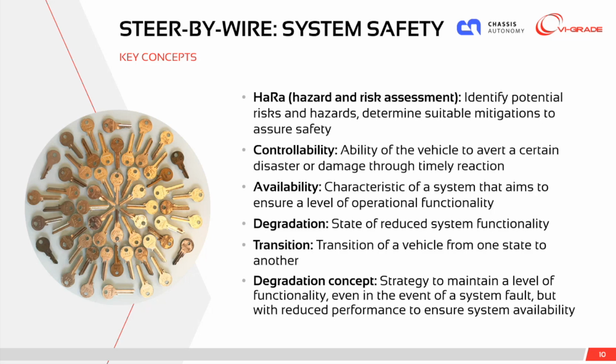Now, controllability is defined as the ability of a vehicle to avert a certain disaster or damage through timely action. Availability is a characteristic of a system that aims to ensure a certain operational functionality. Degradation, this is pretty straightforward. It's a state of reduced system functionality.